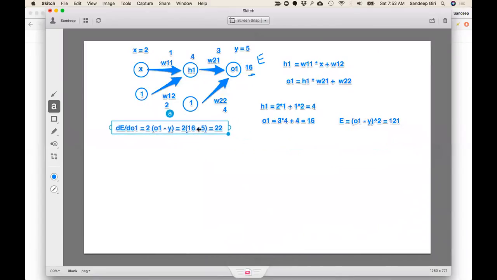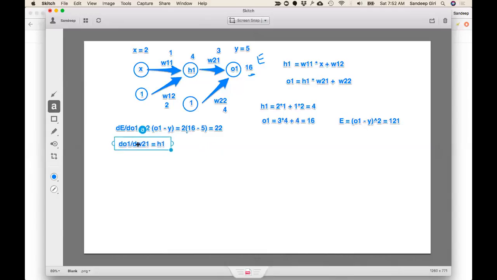So we just computed the rate of change of error with respect to O1, right? Now, the next thing we want to do is find the rate of change of O1 with respect to W21. This is what we're going to do. And how much is that? When we differentiate this equation with respect to W21, we get H1.